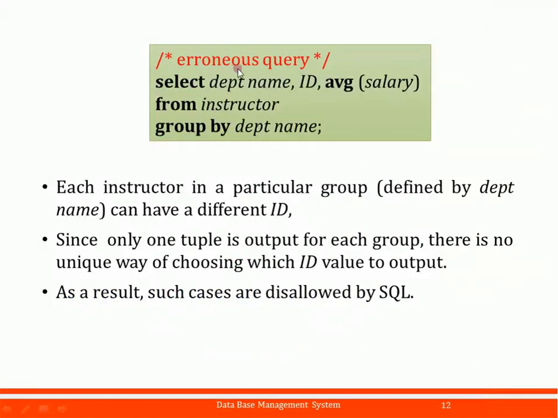See here, this is an erroneous output because it does select department name, ID, average of salary from instructor, group by department name. Each instructor in a particular group defined by the department name can have a different ID. Since only one tuple is output for each group, there is no unique way of choosing which ID value to output. As a result, such cases are disallowed in SQL.